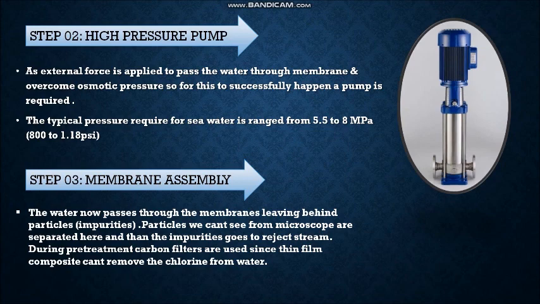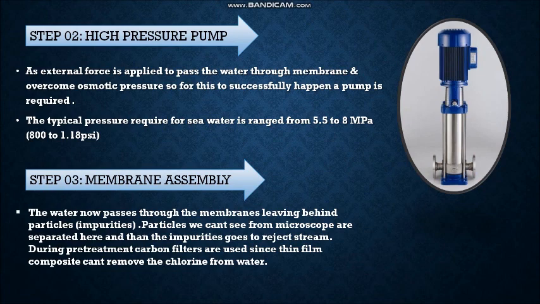Step number 3, membrane assembly. After passing through the pump, high pressure causes the water to penetrate through the semi-permeable membrane, leaving behind impurities like sodium, calcium, glucose, urea, bacteria, and viruses, etc. Particles which are too small to be seen by microscope can also be separated here. The purified water goes ahead while the impurities go to the reject or brine stream.